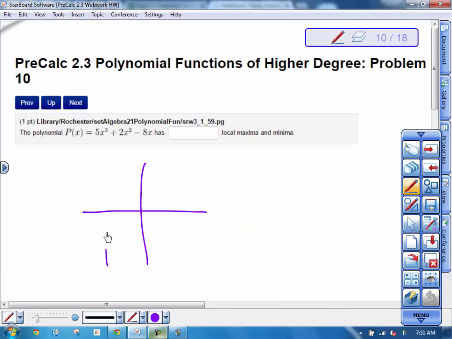Okay, the next problem is a cubic. We know what they look like, and we know that it's always got n minus 1 local maximums and minimums. So in this case, and we can tell that right from the graph, right? We know the answer is 2. So we just say 2 right there. Or you can take the degree of it and subtract 1.